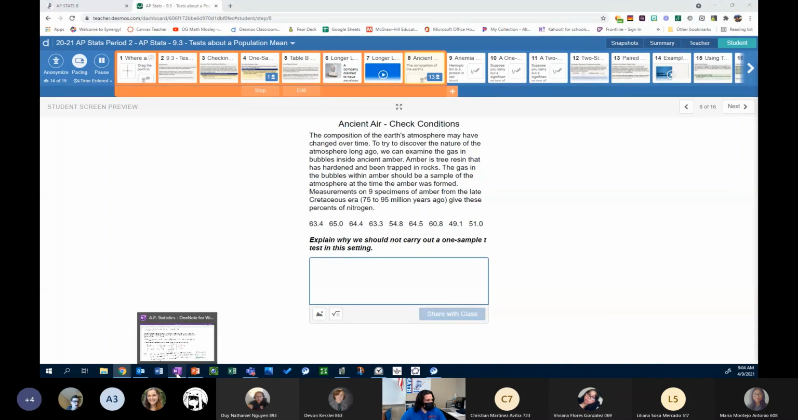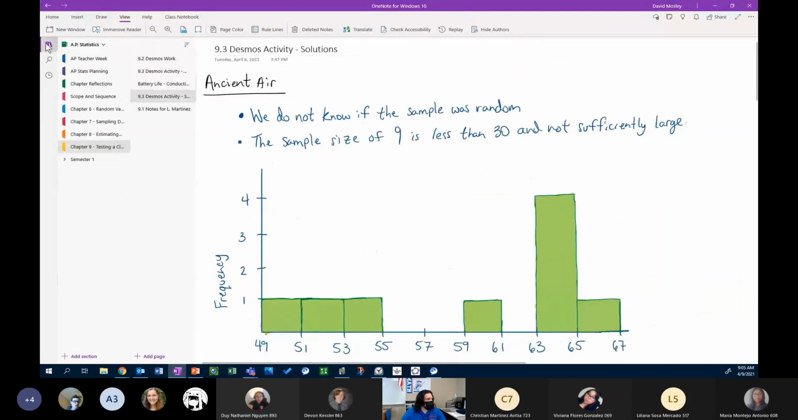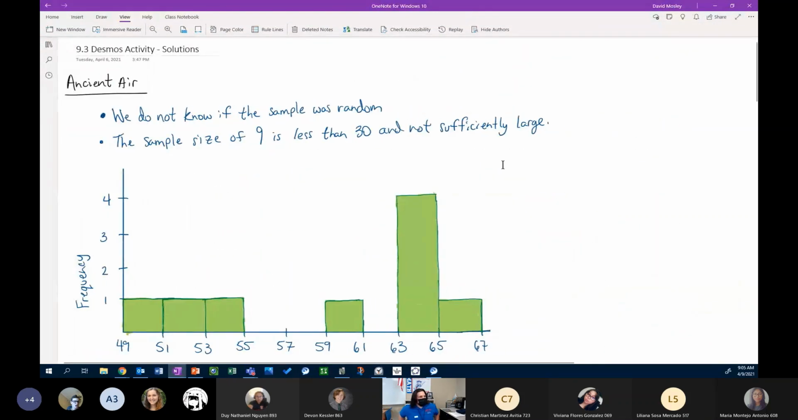We're going to switch over here and look at all the reasons just to cover our bases. All right, so number one, we don't know if this was random. We were not told how the sample was collected. We don't know if 9 is the population. Maybe that's all the samples they have. We don't know how they got the sample. We don't know if it was random, so that condition fails. Sample size of 9 is less than 30 and not sufficiently large.